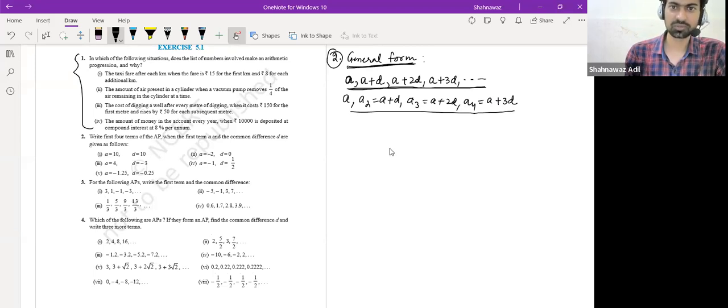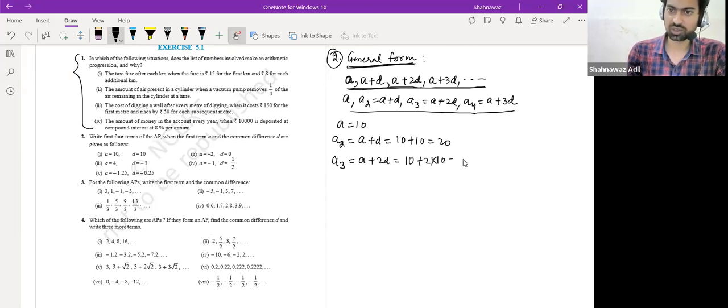Right, Shaima? Yes, sir. So first term is A, so A is 10. Then A2 would be A plus D, which is 10 plus 10, 20. And then A3 would be A plus 2D, which is 10 plus 2 into 10, which is 30.